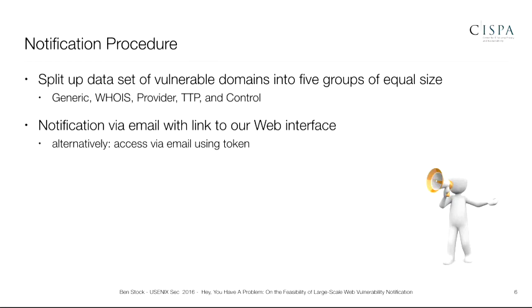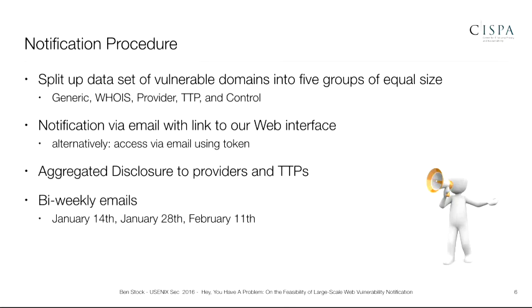While we sent 1 email per email address for the direct notification channels, sending about 9,000 emails to all the certs would have been really bad. So there we opted for an aggregated disclosure. That is, we sent them a CSV list. It's like, here are all the domains within your constituency that have vulnerabilities. Please handle it accordingly. We then sent bi-weekly emails. So the first one on January 14th, a reminder on the January 28th, and the last one then on February 11th, which coincides roughly with the deadline to a major security venue.